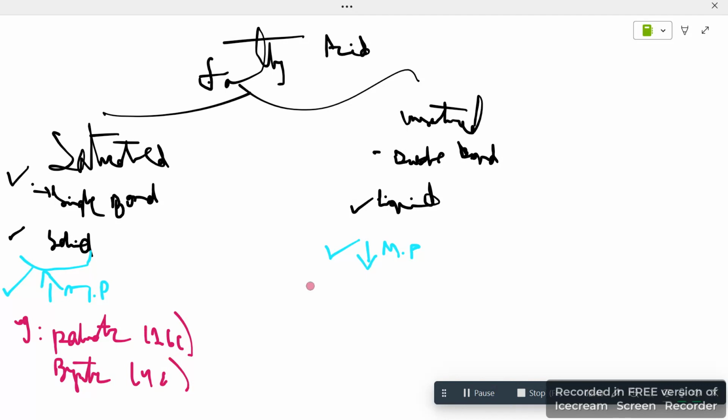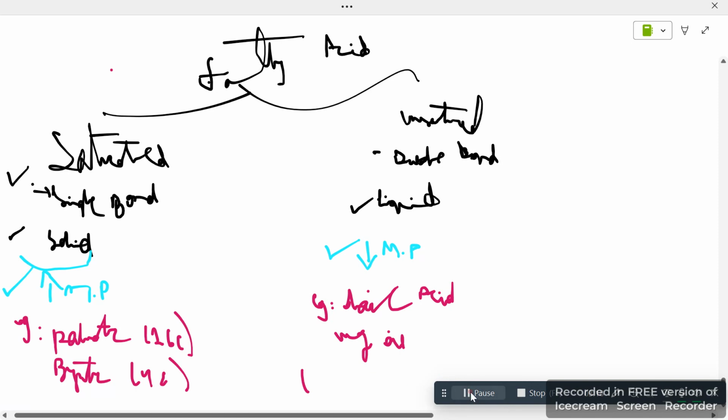4 carbon. Then in unsaturated you see vegetable oils or many other unsaturated fatty acids. There could be oleic acid, and you can also see linoleic acid and many vegetable oils. So this means fats are of two types.